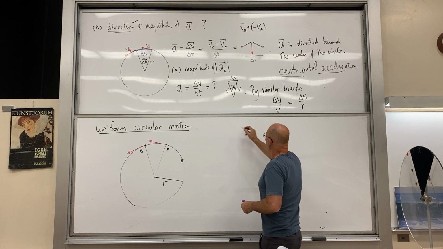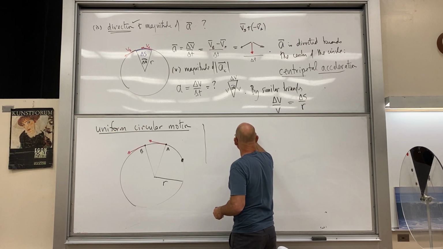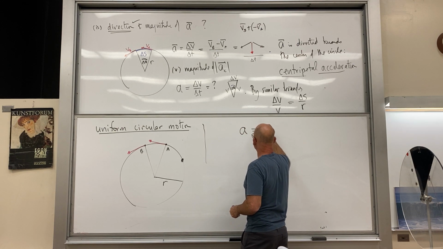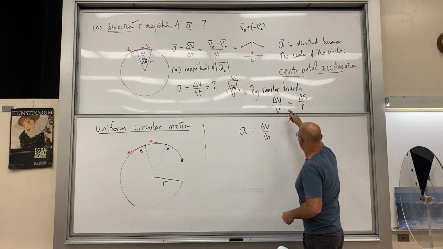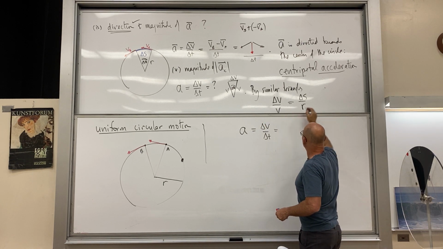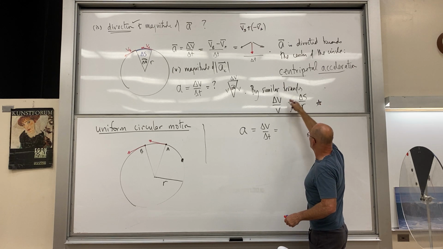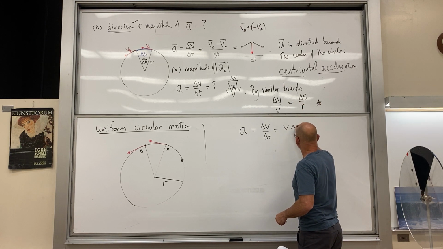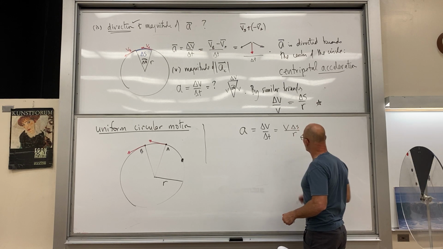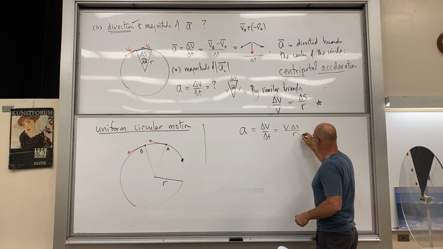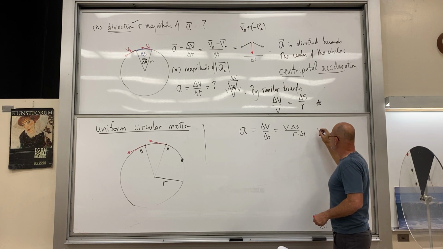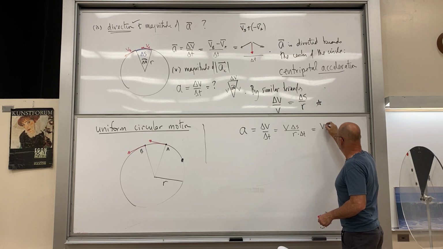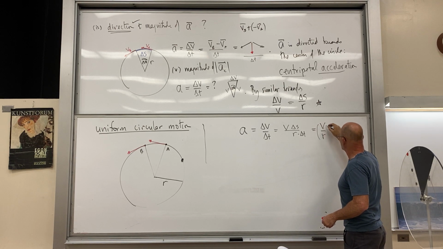So here we go. We're looking for the magnitude of that acceleration. Once again, delta V over delta T. Now the delta V from this equation here, cross multiplies, we can say it's V delta S divided by R, and I've still got my delta T there. So that's V divided by R times delta S over delta T.